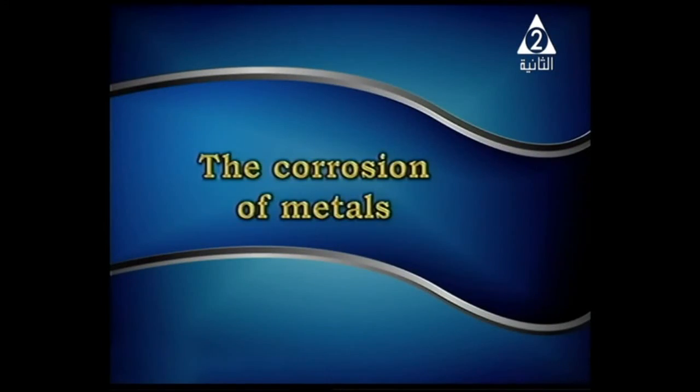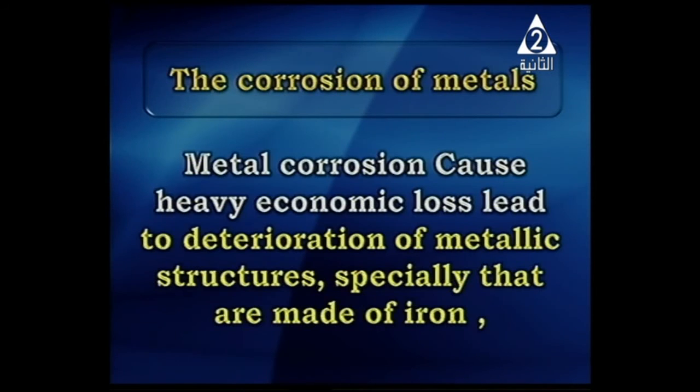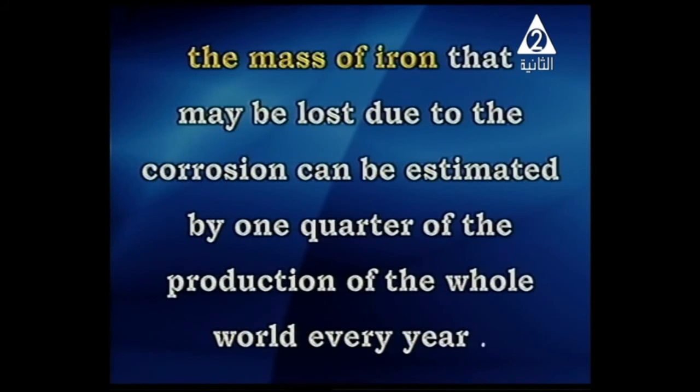So we have the galvanic cell, which causes corrosion of metals. Corrosion here means the metal corrosion causes heavy economic loss, leading to the destruction of metallic structures, especially those made of iron. But how can we protect the iron? The mass of iron that may be lost due to corrosion is estimated at one quarter of the world's yearly production.